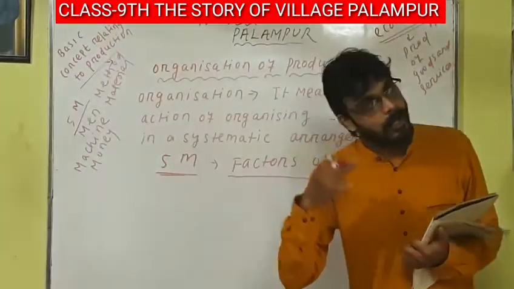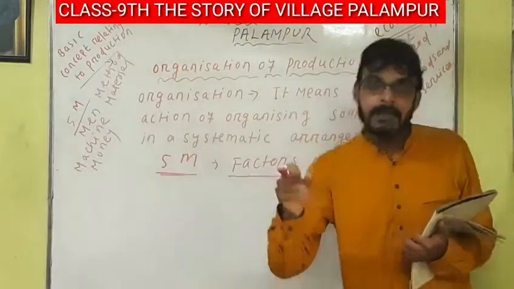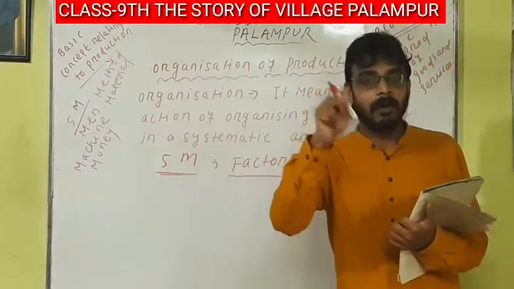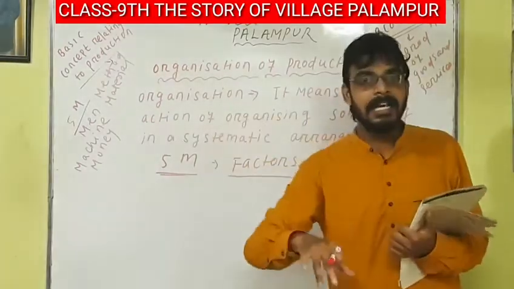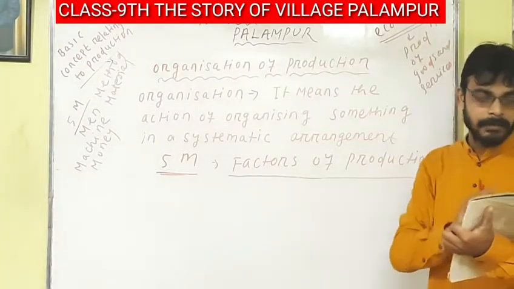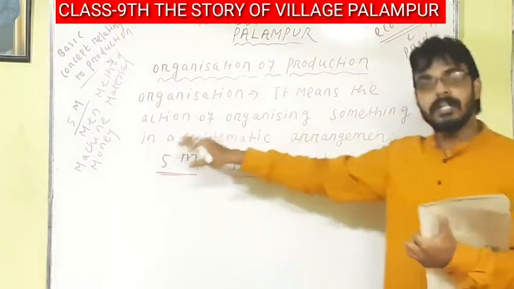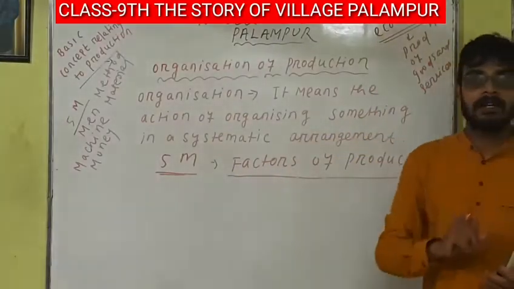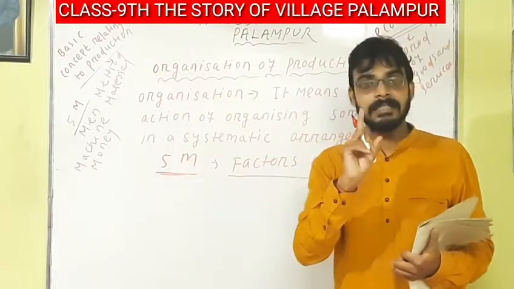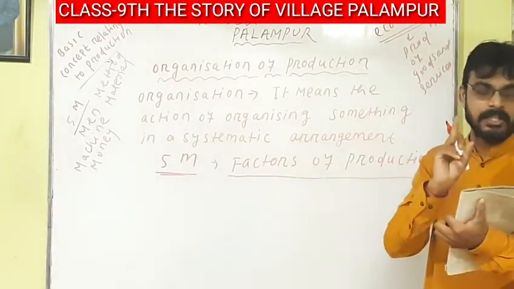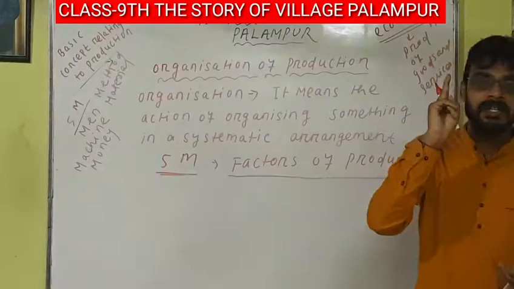It may be in the form of service, or it may be in the form of physical goods, production of goods and production of services. Why? To maintain their livelihood. So there are 4 requirements for production. We can also call it 5 M. The first requirement is land, and other natural resources such as water, forest and also minerals.